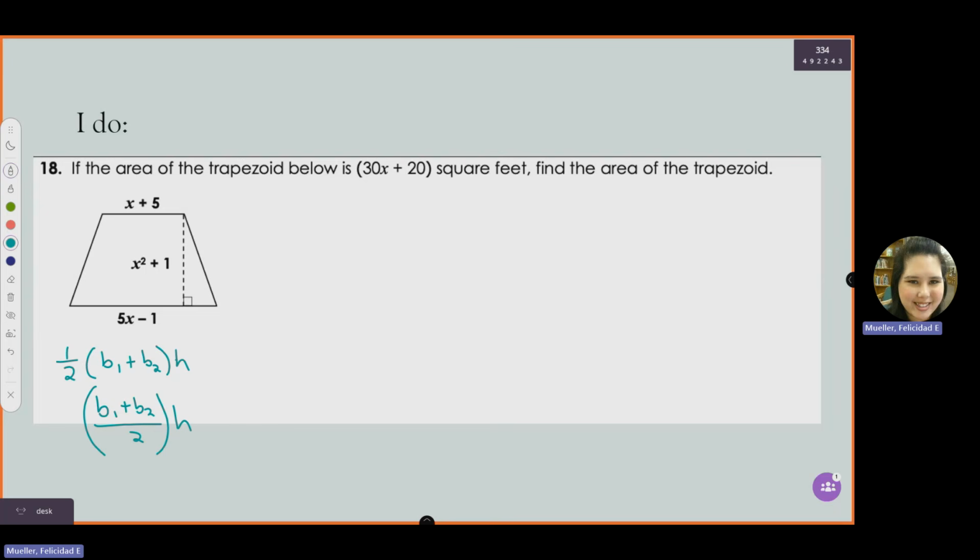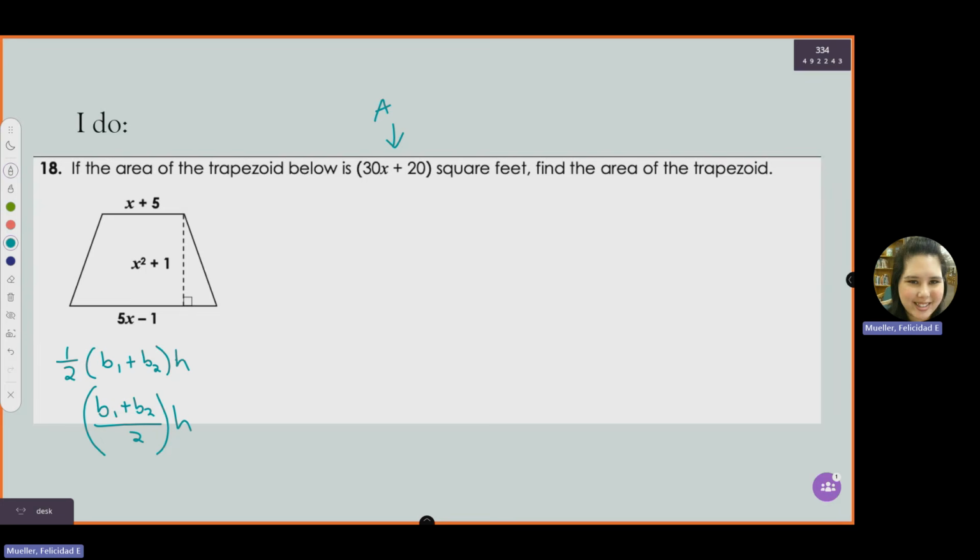Okay, so the area of the trapezoid below is 30x plus 20, so this here is my A, given my area. Find the area of, I'm very confused on this one. Find the area of the trapezoid. I'm just going to assume it wants us to solve for x. Yeah, I'm assuming it wants us to solve for x. Oh, they want the actual value of x. They want the actual value in feet. Got it.